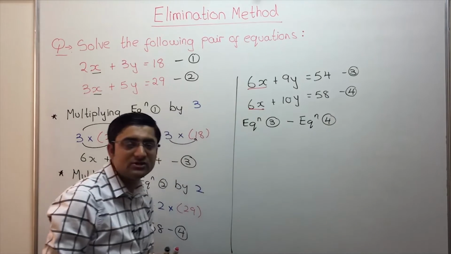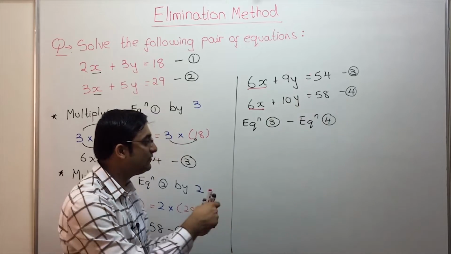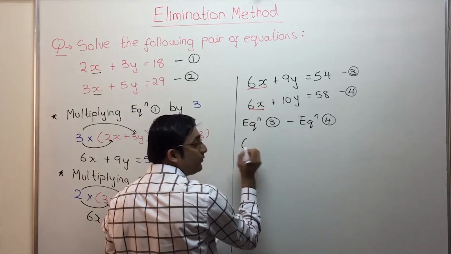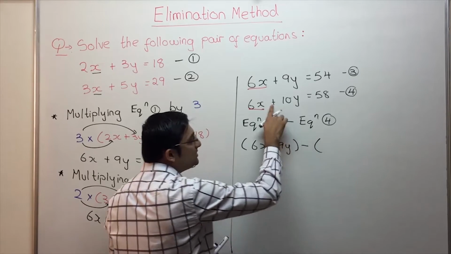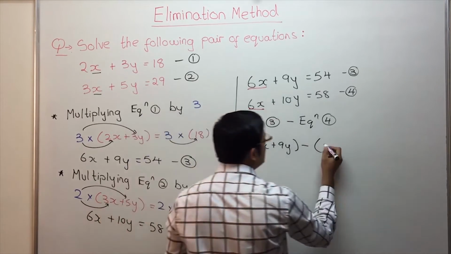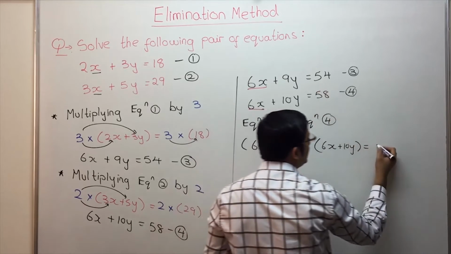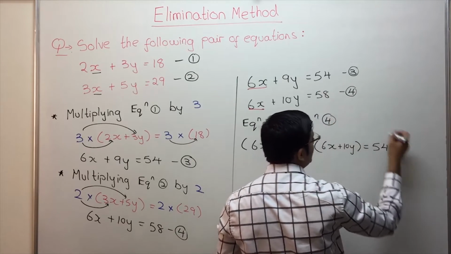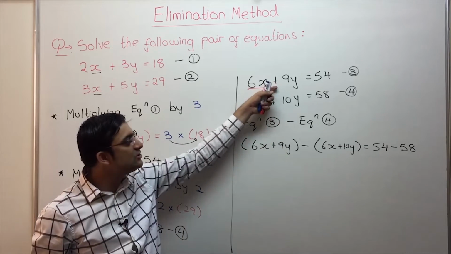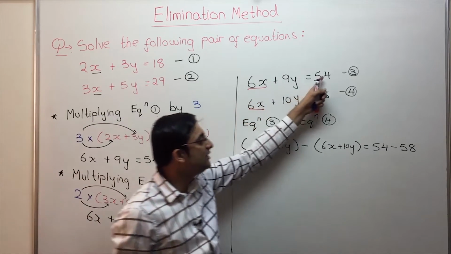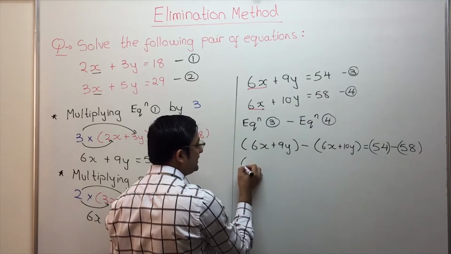So how do we subtract two equations? LHS of 3 minus LHS of 4 is RHS of 3 minus RHS of 4. So LHS of equation number 3 minus LHS of equation number 4, that is 6x plus 10y, is equal to RHS of equation number 3 minus RHS of equation number 4. I repeat, whenever you have to subtract two equations, LHS of the first equation minus LHS of the second equation is equal to RHS of the first equation minus RHS of the second. So let's simplify this.